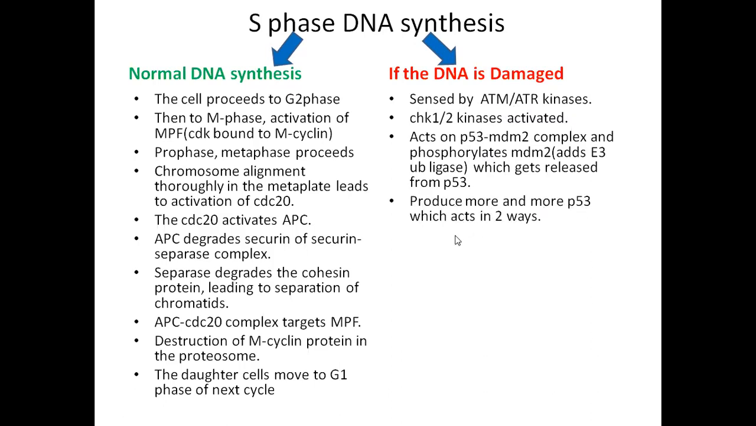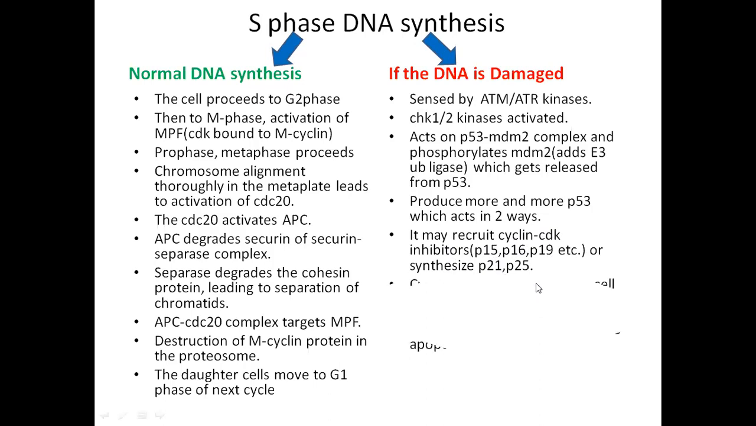Now, the activated P53 can produce more and more P53, and it functions in two different ways. Number one, it recruits cyclin-CDK inhibitors. There are inhibitors P15, 16, 19, etc. They act as cyclin-CDK complex inhibitors. They go to the G1 cyclin-CDK complex and inactivate them. That is why we can call them CDK inhibitors. As a result, the RB-E2F, that is retinoblastoma-E2F, is no longer phosphorylated. E2F cannot produce the proteins that are required for the cell cycle.